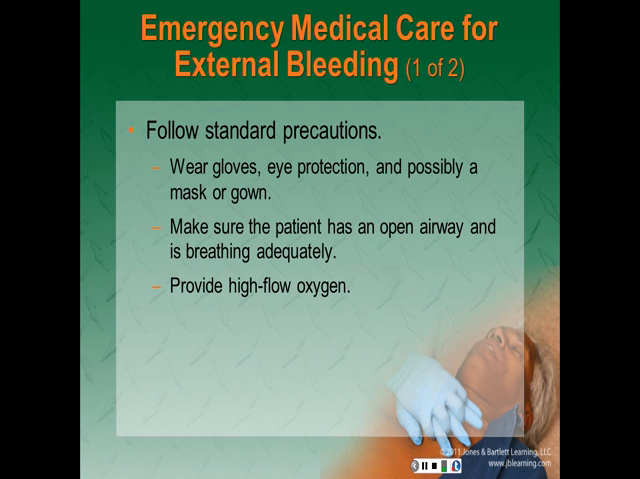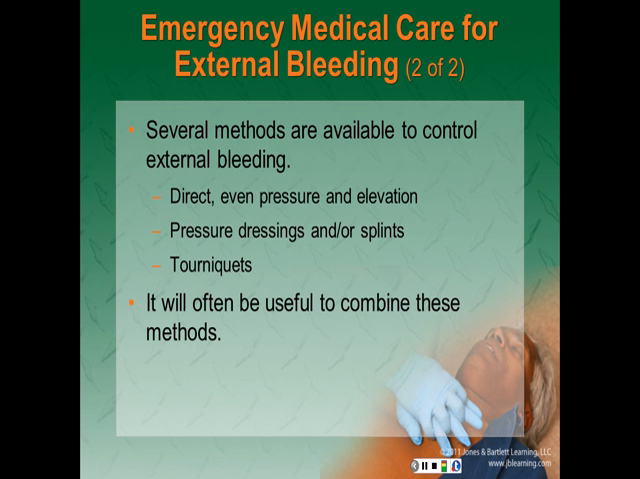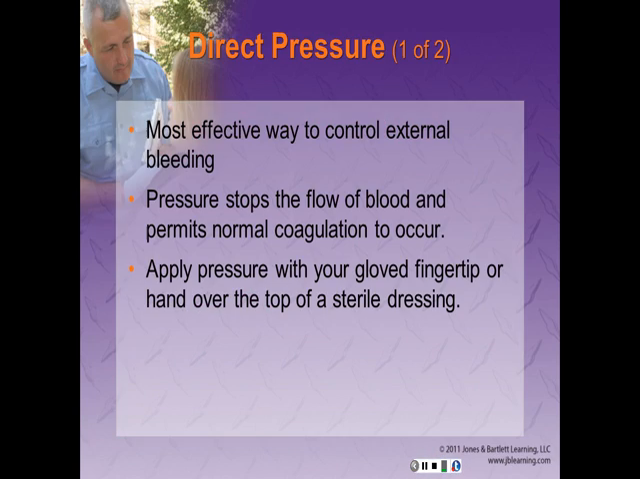Emergency medical care regarding external bleeding. The first and most important thing is to follow standard precautions. Wear gloves, eye protection, and possibly a mask or gown. Make sure that the patient has an open airway and is breathing adequately, and provide high-flow oxygen. There are several methods available to control external bleeding: direct, even pressure and elevation, pressure dressings or splints, tourniquets. Sometimes it's important to remember that you may combine methods, and that may be the most useful.